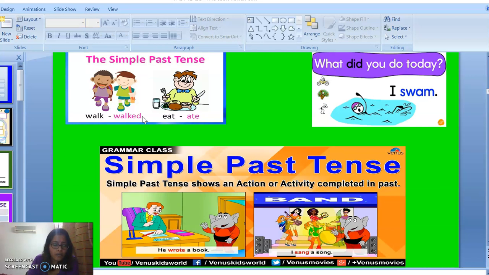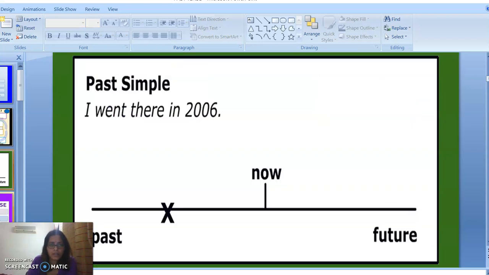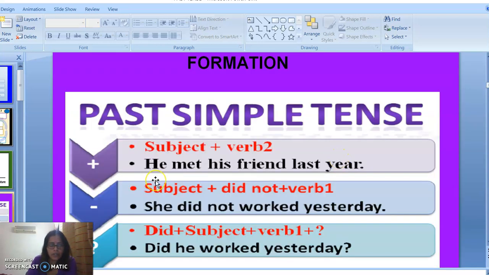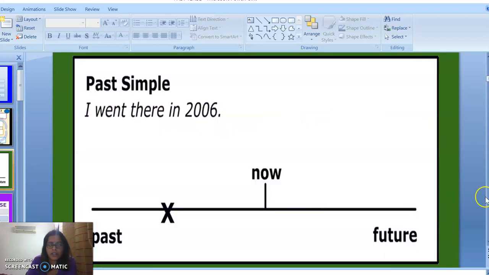So now moving on to my next slide. Here comes my next. So this is the formation part. Let's move on to the other. This is the timeline here. This stands for present time, this obviously is the past time, and this denotes future time.